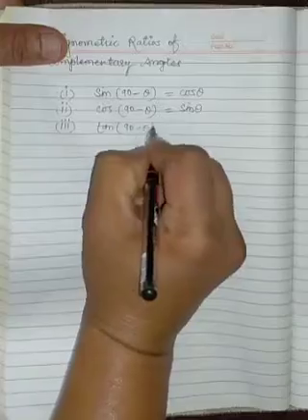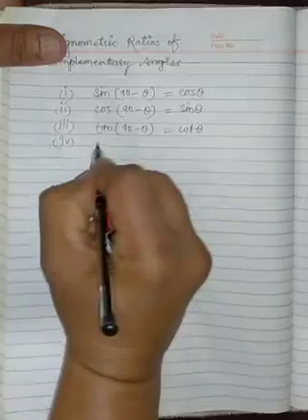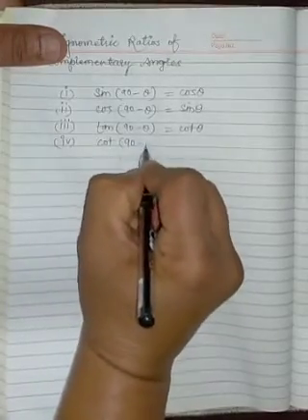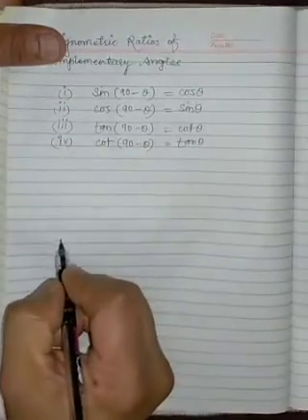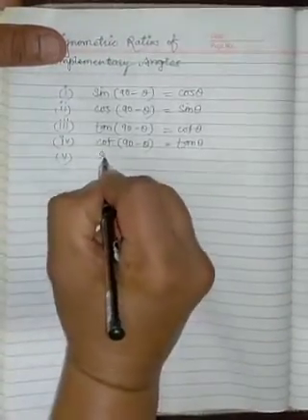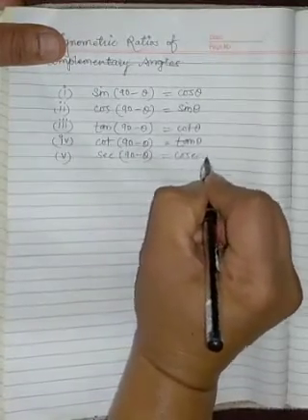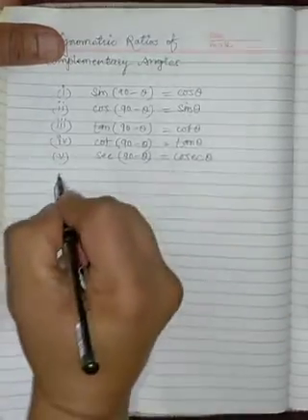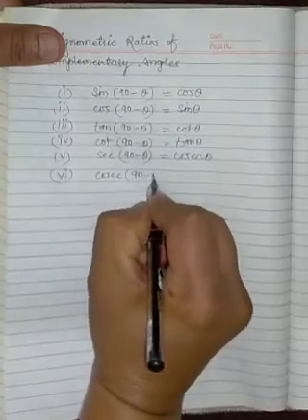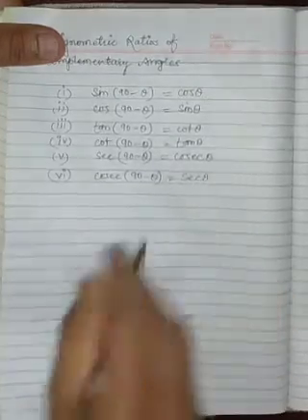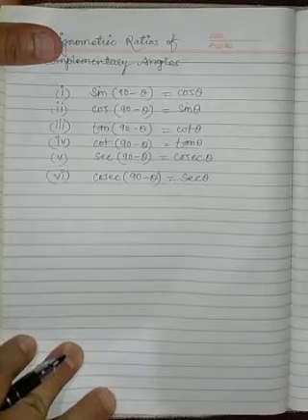tan 90 minus theta is equal to cot theta, cot 90 minus theta is equal to tan theta, sec 90 minus theta is equal to cosec theta, and the last one, cosec 90 minus theta is equal to sec theta. These all ratios can be proved in the same way like we proved the first two.